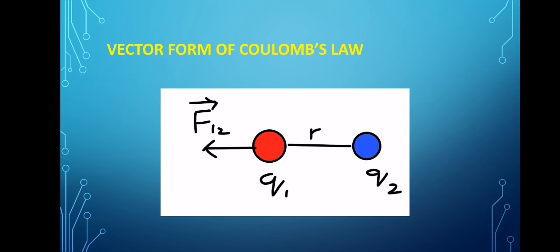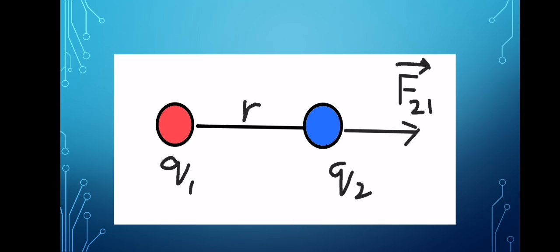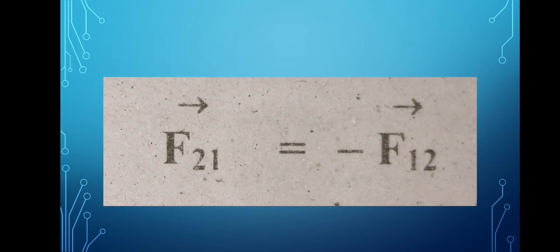As shown in the diagram, Q2 is exerting a force on Q1. When the force is exerted on Q1 by Q2, it can be represented as F12 with the help of a vector diagram. Similarly, when the force is exerted on Q2 by Q1, this force is represented by F21, where r is the distance between them. As it is clear from the diagram, both of these forces are directed in opposite directions, so we can mathematically write them as F21 is equal to minus F12.